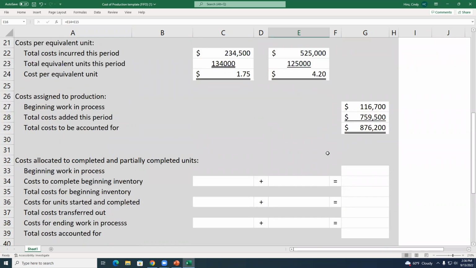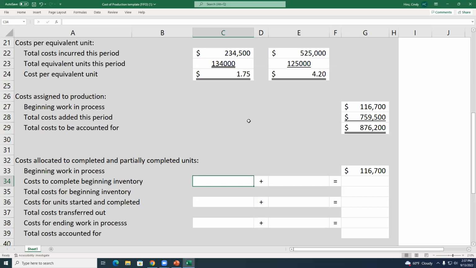So we can now finish up step 4 of this report. The first line in step 4, line 33, says beginning work in process. We were told that that was $116,700. So again, steps 1 and 2 are units. Step 3 has us calculating the cost per unit. And then we have our cost summary. Step 4 assigns those costs to all of the different units, the beginning inventory that we finish up. So that's what we're going to do next.